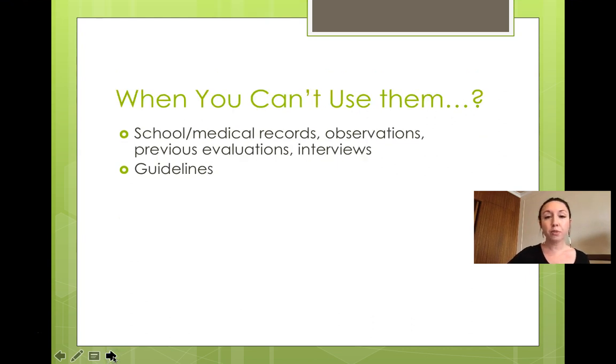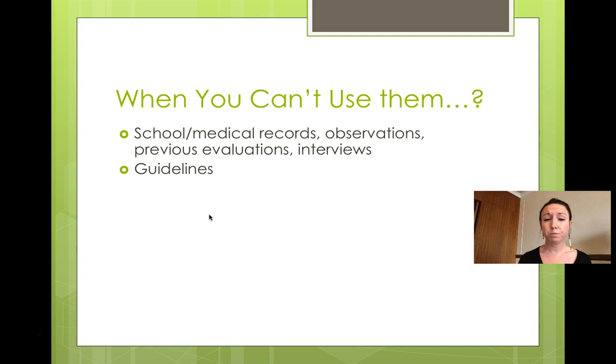So there are sometimes, though, when you can't use adaptive behavior measures. Just pause for a second to think, when will you not be able to get a good respondent? The individual could be older and getting a diagnosis later in life, and maybe they don't have family members that are alive, or they don't have enough people that are reliable informants.